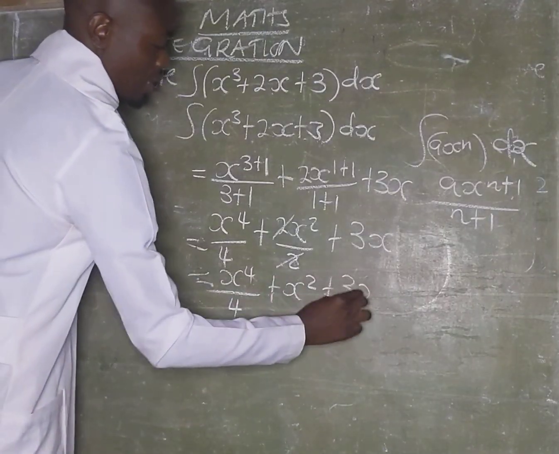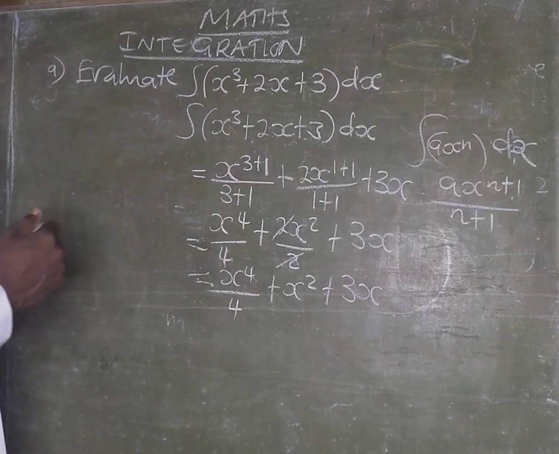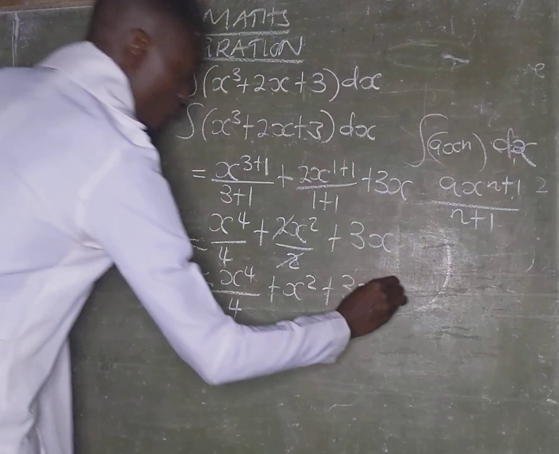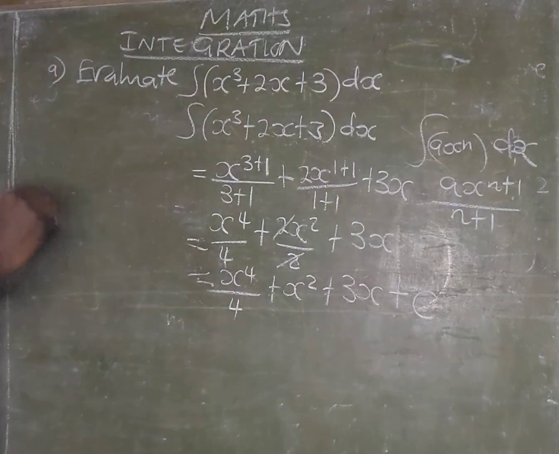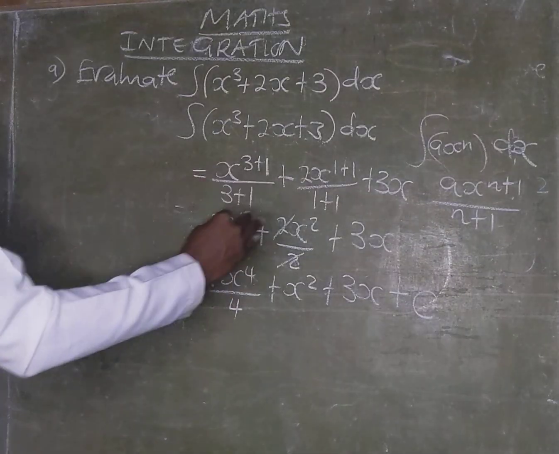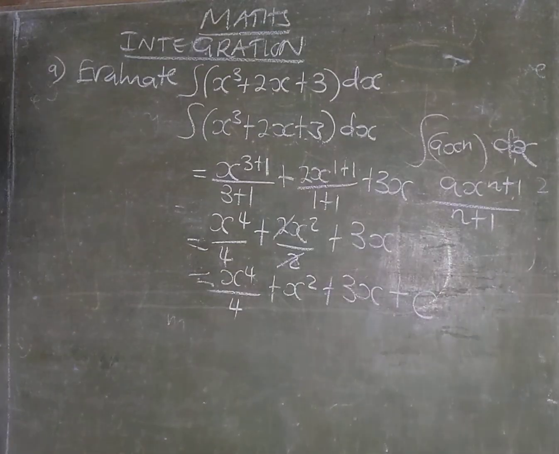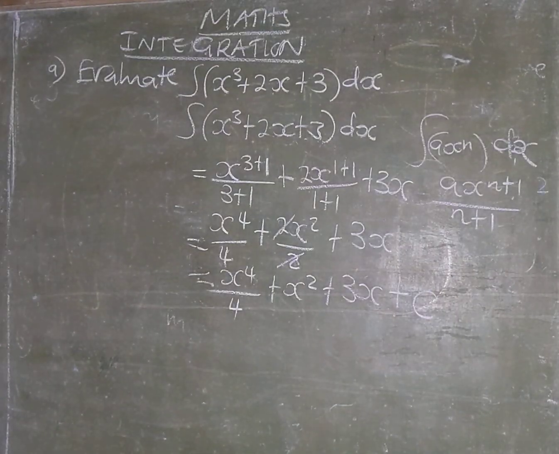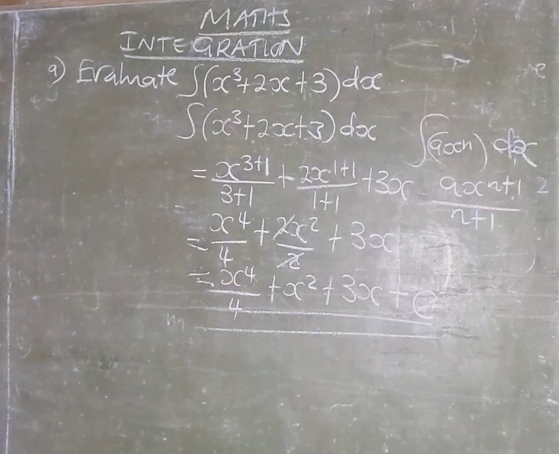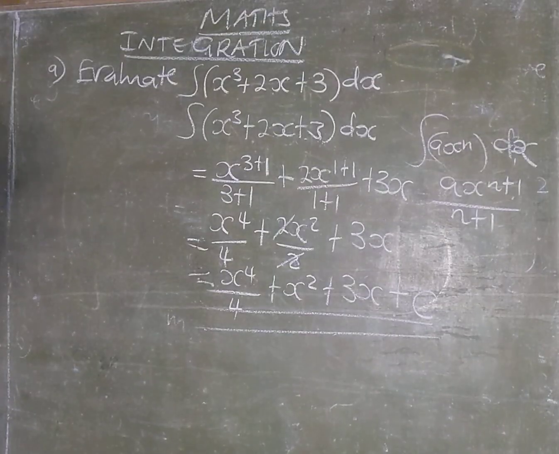Then plus 3x. Since this is the antiderivative, the indefinite integral, you add plus c. C is the constant. Since we don't have any other means of finding that c, it is always shown there. Simply, c means constant. So our answer ends here. Remember, the constant number gains the variable, since integration is the reverse of differentiation.